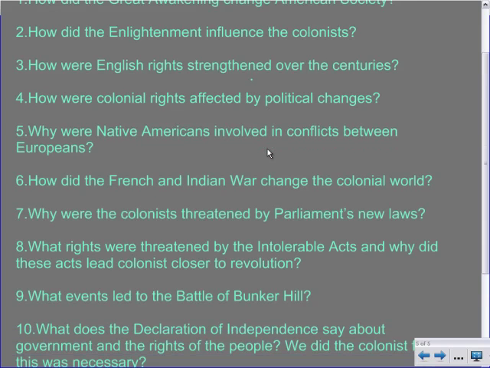On that same kind of idea, how were colonial rights affected by political change? Talk about that shift from strict King James to lenient William and Mary, and how they get used to salutary neglect and what problems that might lead to.